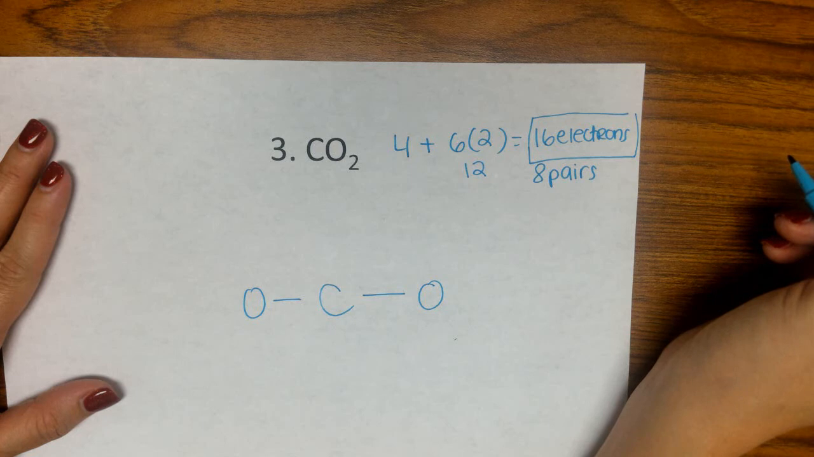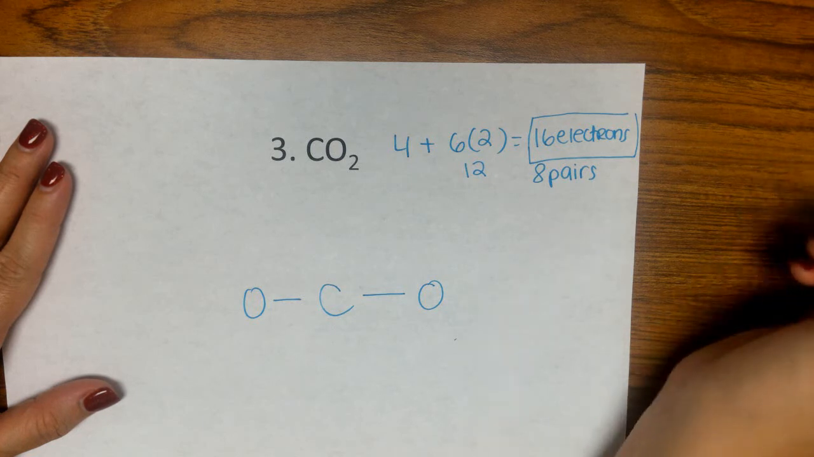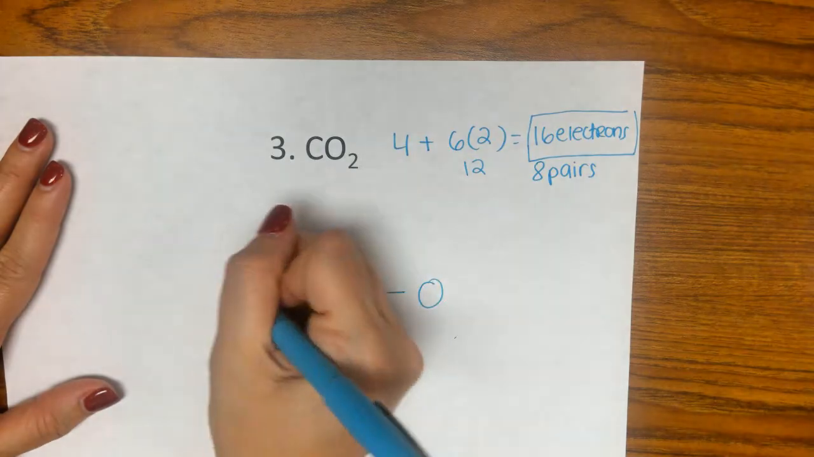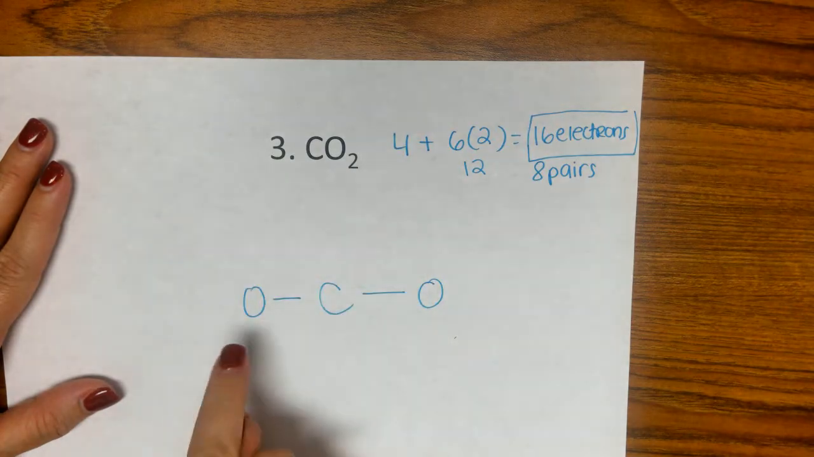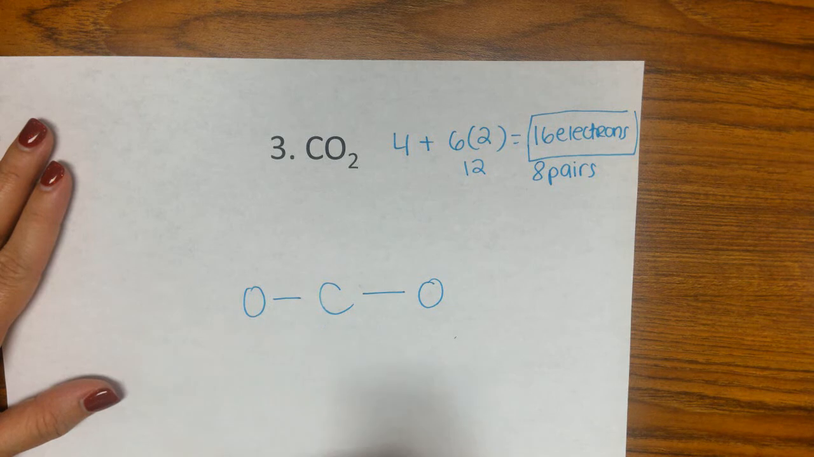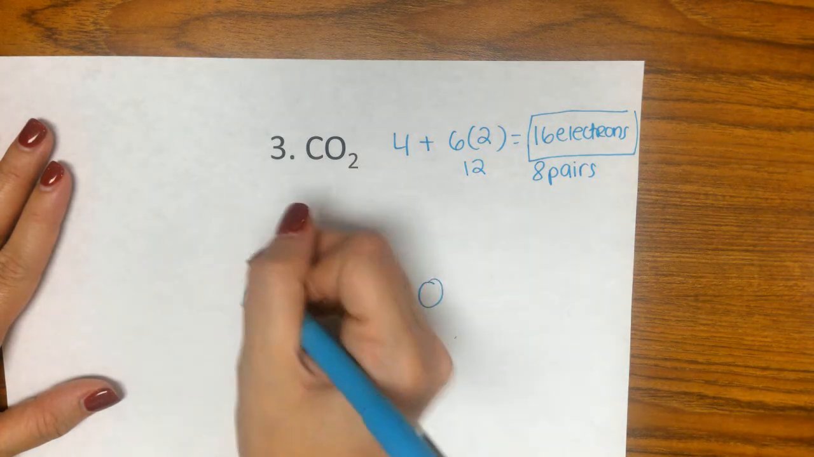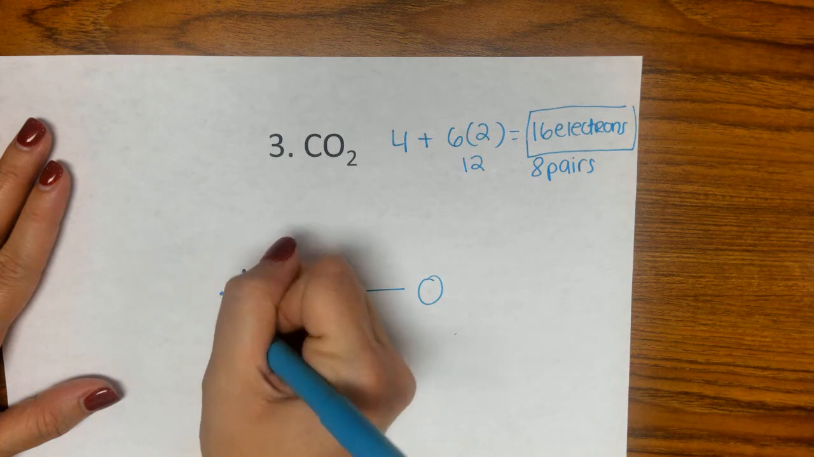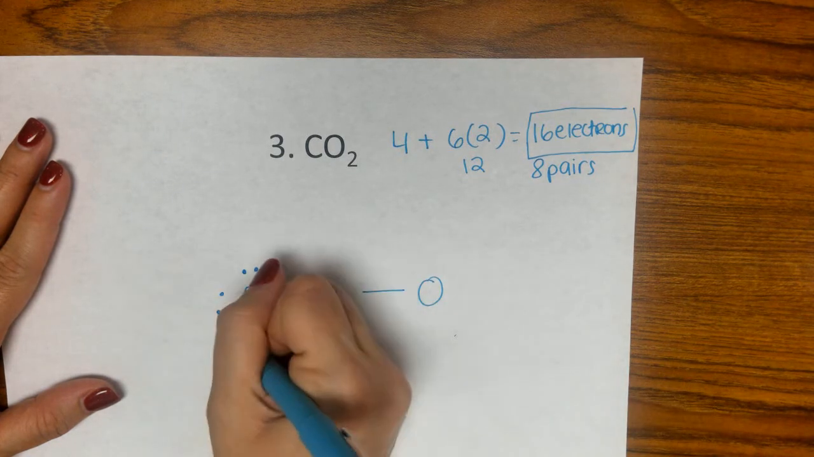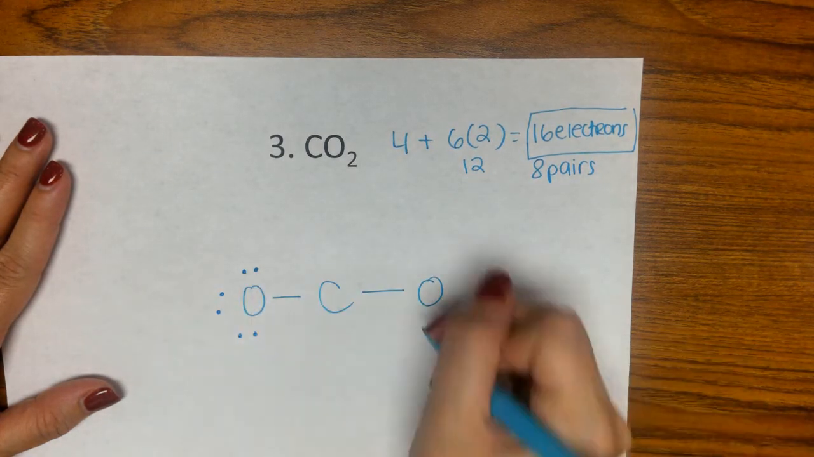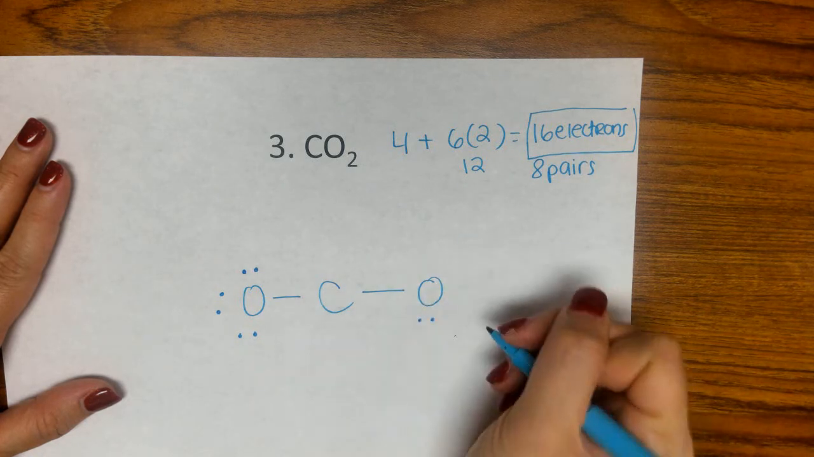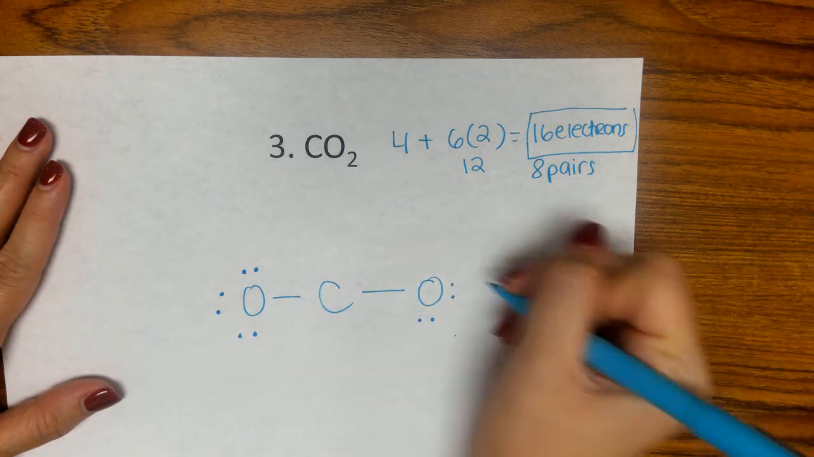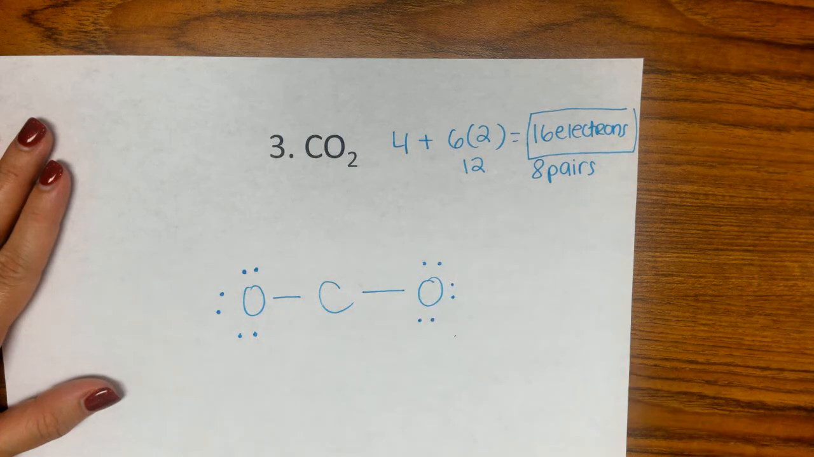Next rule was add your electrons in pairs to the outer atoms first. So I've used 4. I'm going to start adding them to the outside because oxygen's not an exception to the octet rule. So I've used 4, 6, 8, 10, 12, 14, 16. Okay, I put down all my electrons.